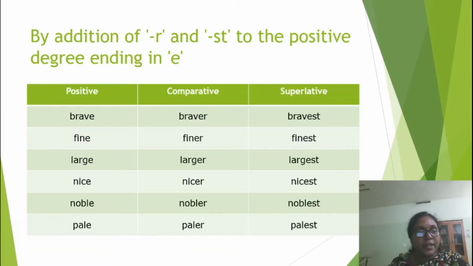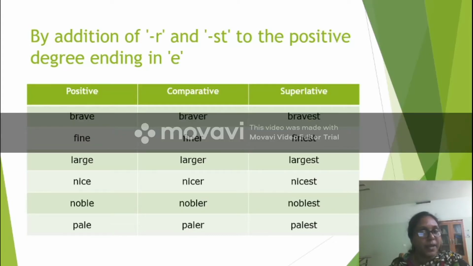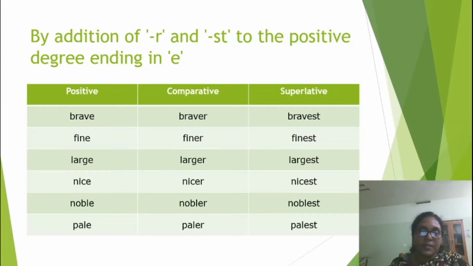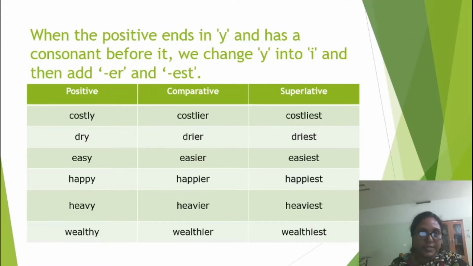Now, there is another method to convert positive to comparative and superlative, that is by adding the suffix r and st respectively to form comparative and superlative. Brave, braver, bravest, fine, finer, finest, large, larger, largest, nice, nicer, nicest, noble, nobler, noblest, pale, paler, palest.